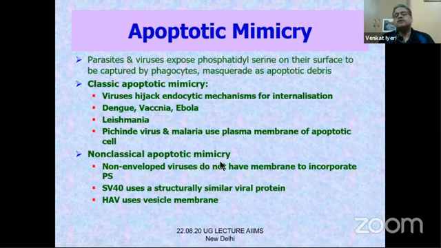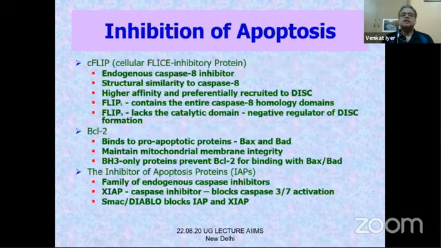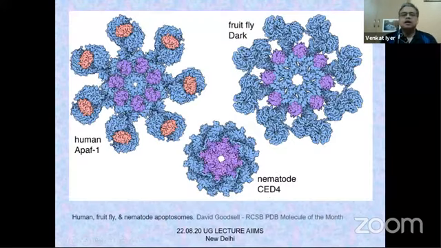Non-classical, you need mimicry of the phosphatidylserine itself because there is no membrane, and therefore you can have structurally similar viral proteins. There are a number of methods to inhibit apoptosis. One of them is FLIP and BCL2, and there are inhibitors of apoptosis proteins or IAPs, which typically inhibit the apoptosome. We saw that the human apoptosome has this complex structure. Similar complex structures are seen in fruit flies and in nematode, that is C. elegans.